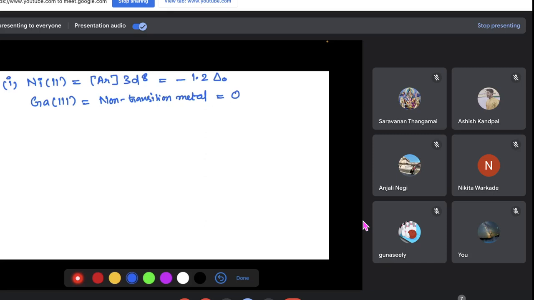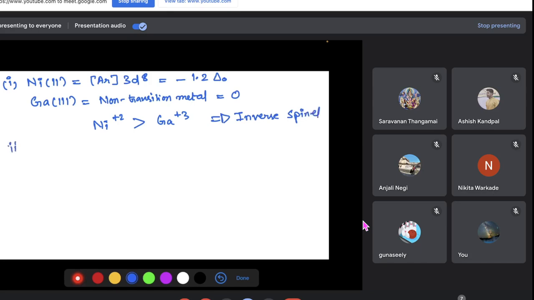Yeah, so we have nickel plus 2 CFSE greater than gallium plus 3, and this one belongs to our inverse spinel.